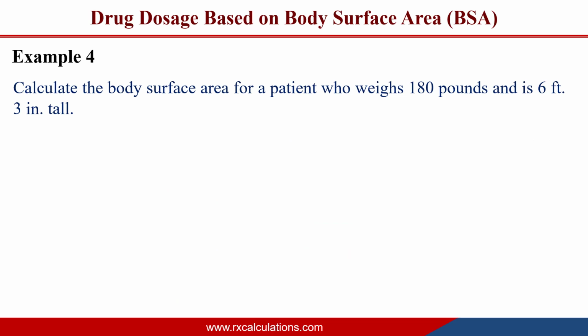So the question once again says calculate the body surface area for a patient who weighs 180 pounds and is 6 feet 3 inches tall. So for the other version of the Mosteller equation, we need patient's height to be in centimeters and patient's weight to be in kilograms. So we actually need to convert the 6 feet 3 inches into centimeters.